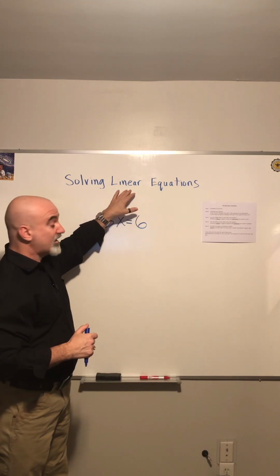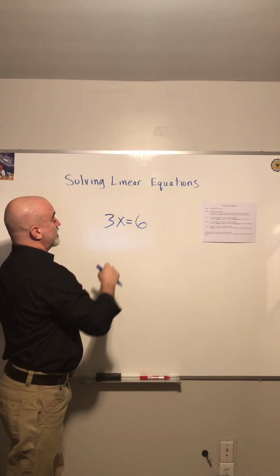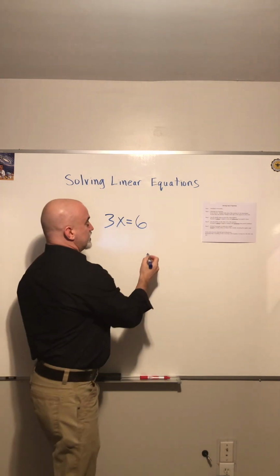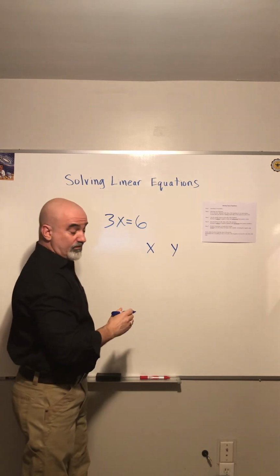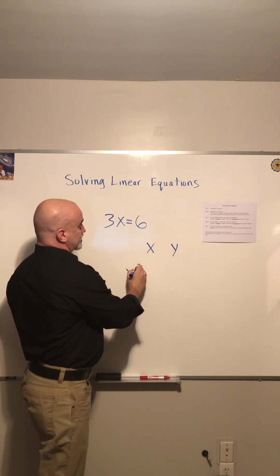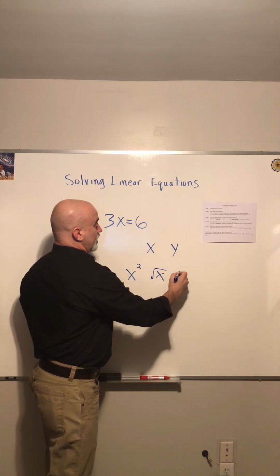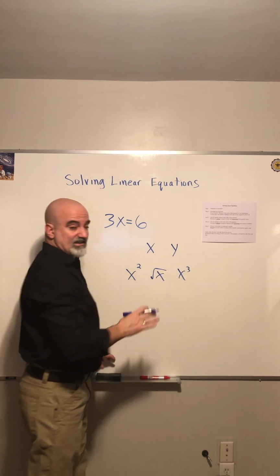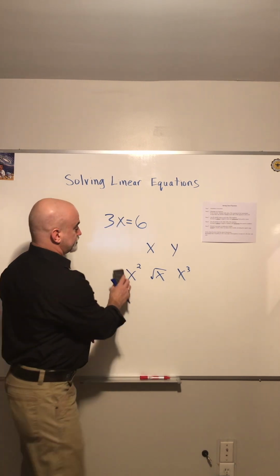So for us to recognize a linear equation, it will be something like this, where the variable is raised to the first power. So linear equations will have x's, they may have a y, but what they won't have is x squared, they won't have the square root of x or x cubed or anything like this. Linear equations will have just the variable to the first power.